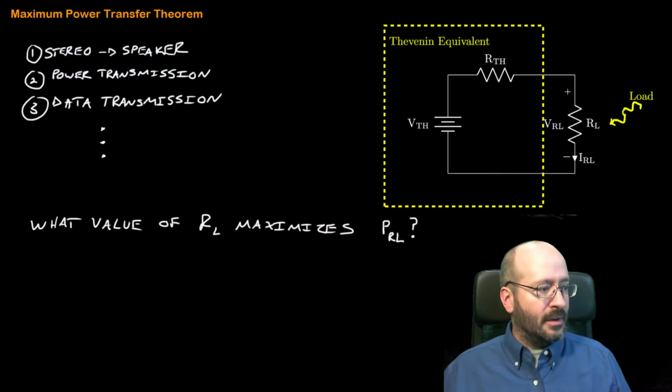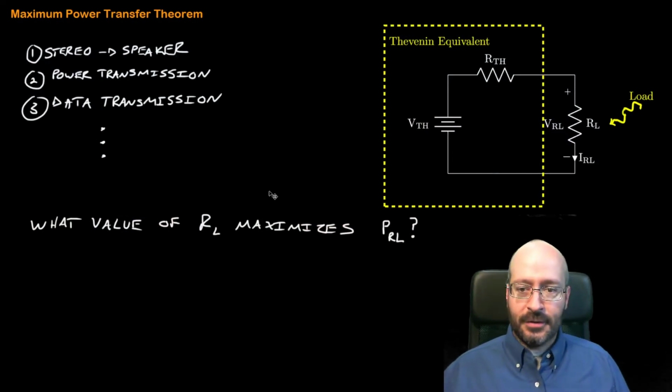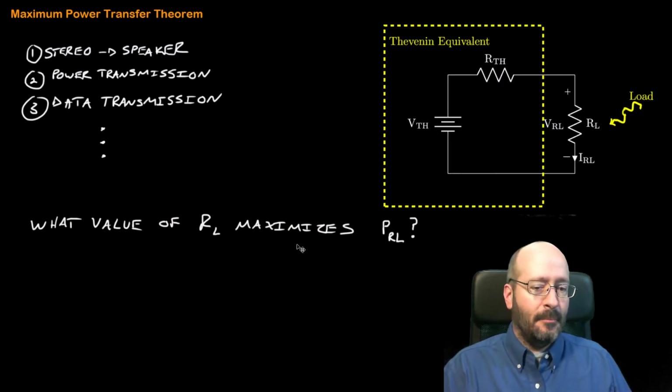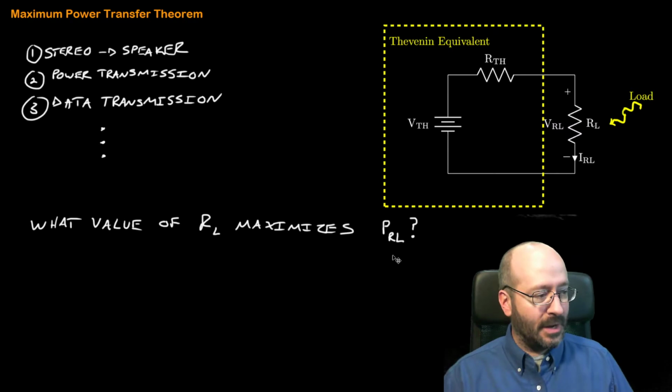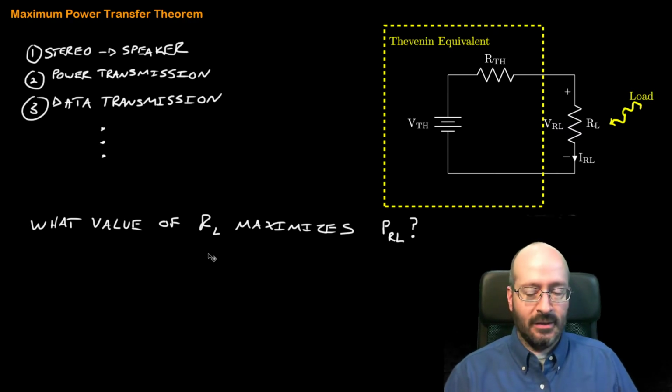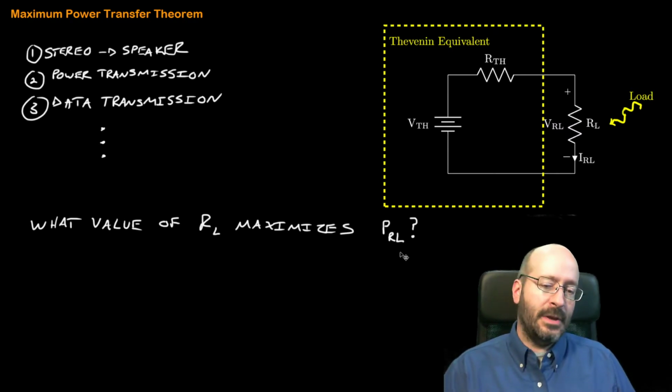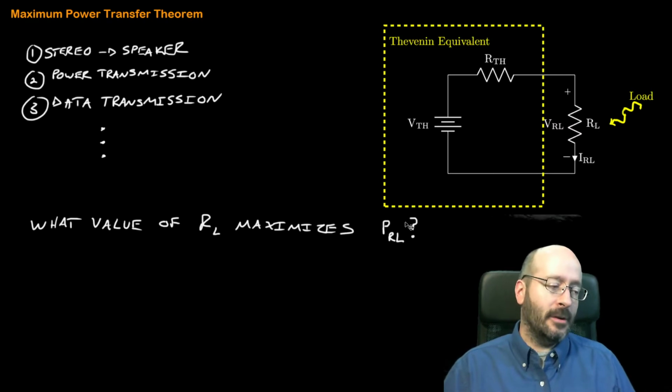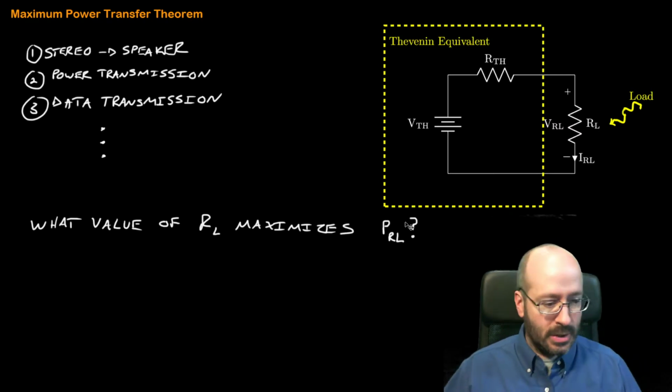But let's start by looking at, let me move some stuff around here so that I can bring this up. So here are those 3 examples, and the question that we're trying to answer is: what value of the load maximizes the power dissipated by the load? RL is the resistance of the load, and P sub RL is the power dissipated by that load.